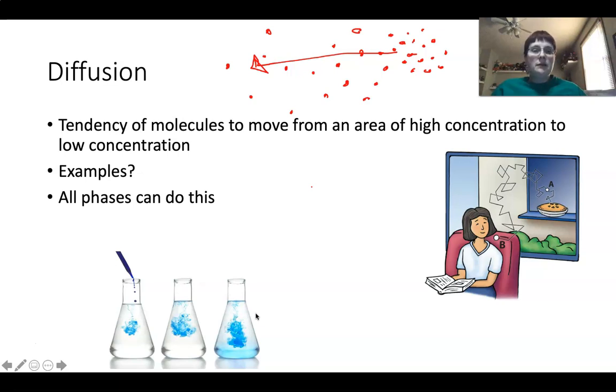So solid, liquid, gas, all can do diffusion. So which one, though, do you think can do it the fastest?